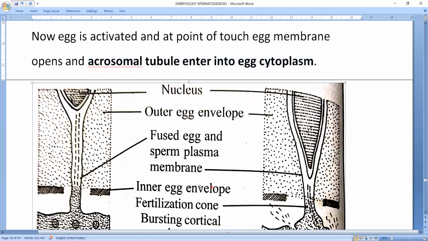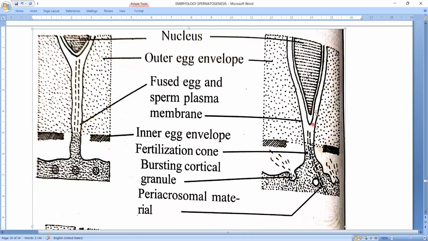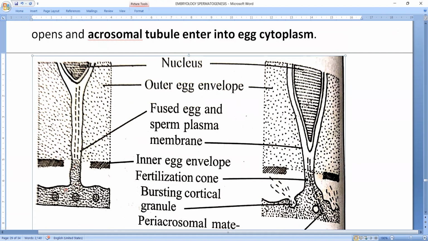So this is the diagram. Here this part is the nucleus, and this part is the acrosome. It forms a tube-like structure that reaches the egg membrane, or egg plasma membrane. This is called the acrosomal tubule, through which different enzymes reach the egg and dissolve all the outer layers.